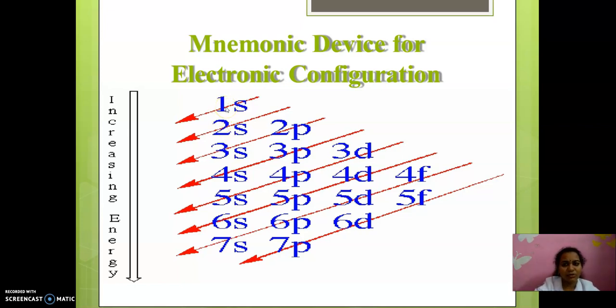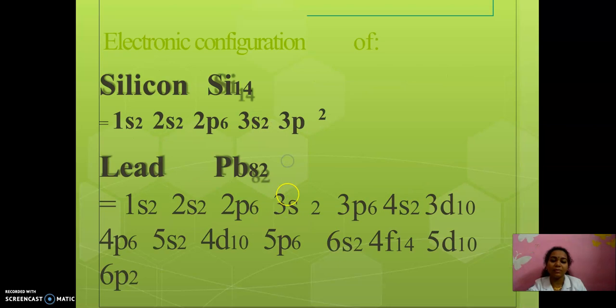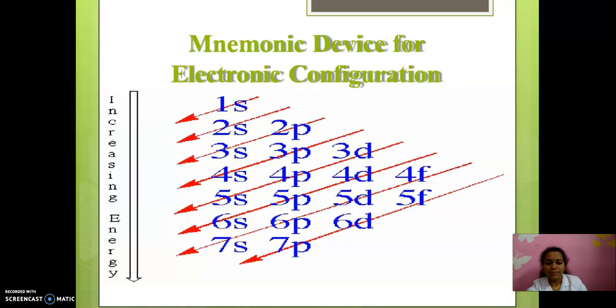So nothing to worry, we can write like this. We have to write in order. We'll get 1s, 2s, 3s, 4s, 5s, like that. And from 2s onward there is also P, so 2p, 3p, 4p, 5p, 6p, 7p. And the D subshell only starts from the third shell, so you can write 3d, 4d, 5d, 6d, in this order.